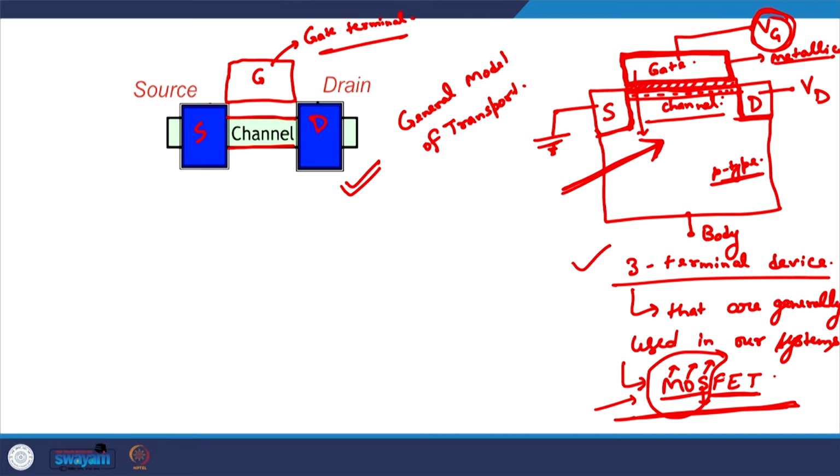There is a small point that we need to keep in mind here, that even though we apply a voltage on the gate terminal, there is no current in the device in this direction, from the gate to the channel or from the gate to the body. The reason for that is that there is this insulating layer of oxide sitting just below the gate terminal, that essentially disallows the electrons to go from the gate terminal to the channel.